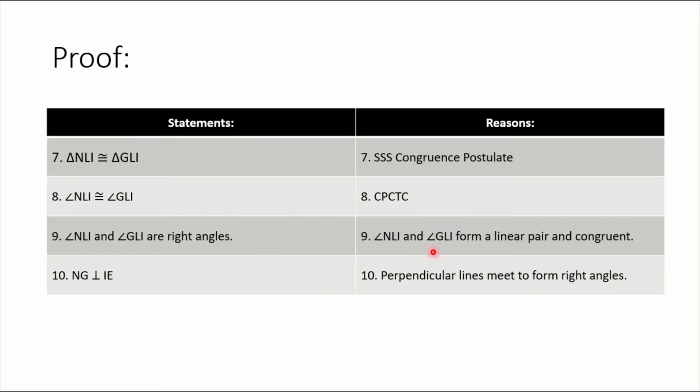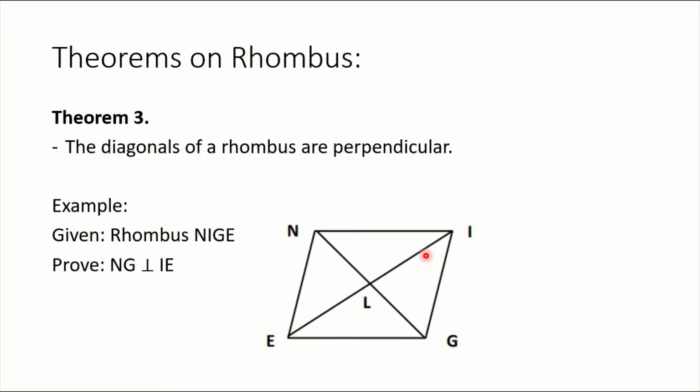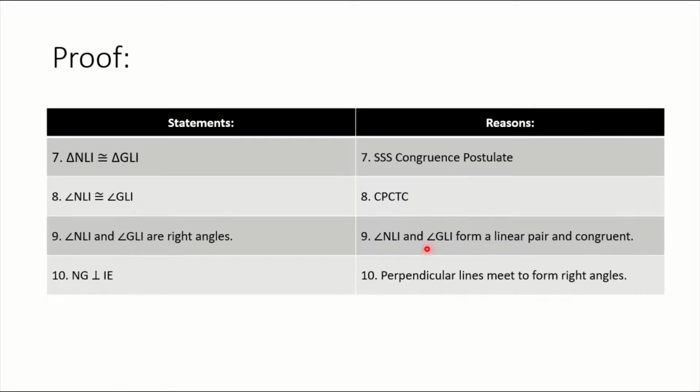So, NLI and GLI form a linear pair and congruent. Linear pair naman po, yung kapag pinagsama mo yung dalawang line na nahati, for example, NLI tsaka GLI, ito po yung linear pair niya. Yung guhit na to, tsaka ito, they form 180 degrees.